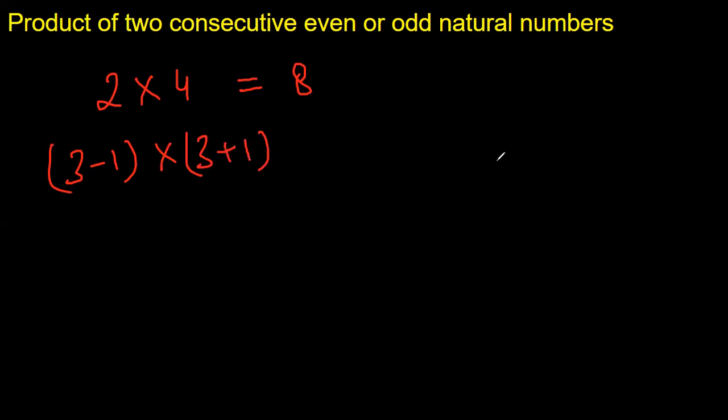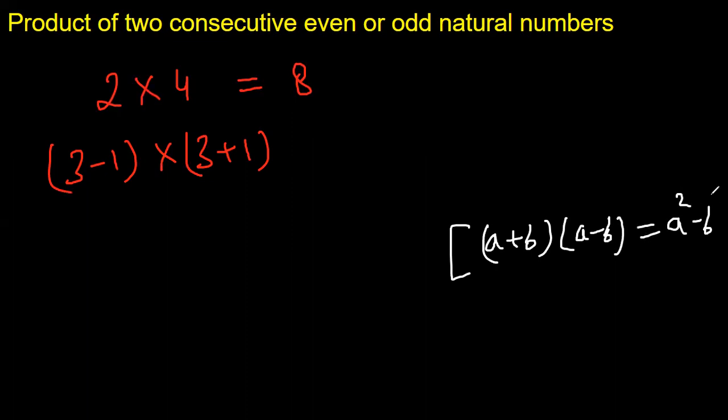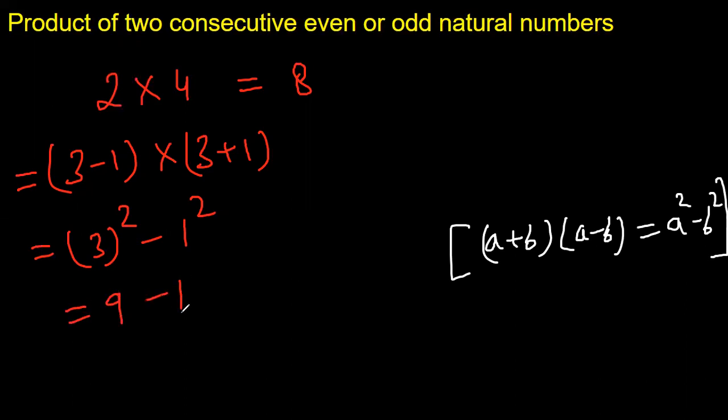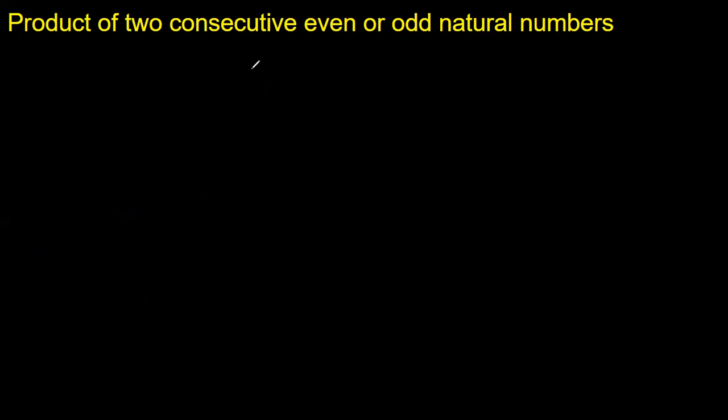Using the same identity, let's write that identity once again: A plus B times A minus B is equal to A square minus B squared. So this here is equal to the square of 3 minus the square of 1. So the square of 3 is 9 minus 1, and 9 minus 1 is 8. Now if you go like this for any integer, you'll find this is always true.